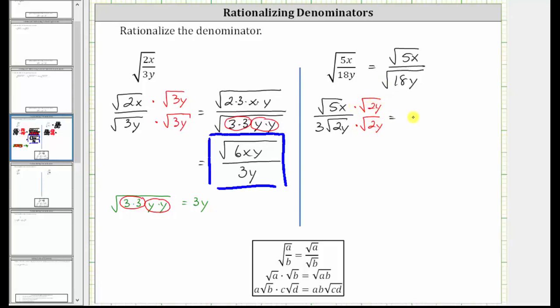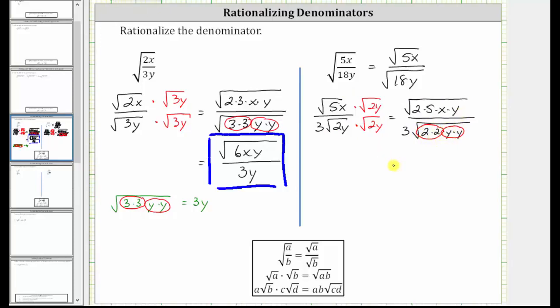So multiplying in the numerator, we have the square root of 5x times 2y. Let's write that as 2 times 5 times x times y. In the denominator we have 3 times the square root of 2y times 2y, which gives us 2 factors of 2 and 2 factors of y. And 2 times 2 or 2 squared is a perfect square, and so is y times y or y squared.